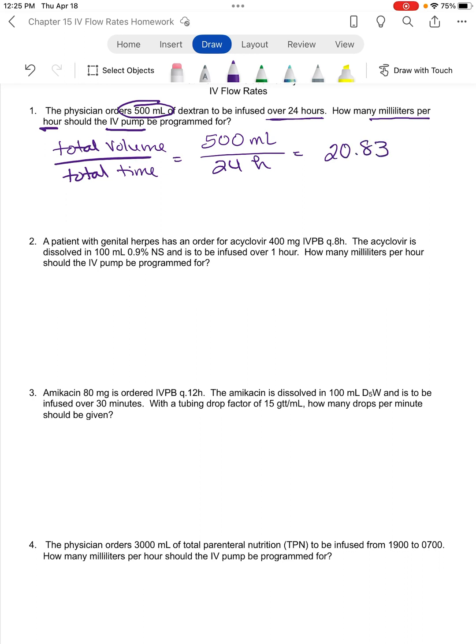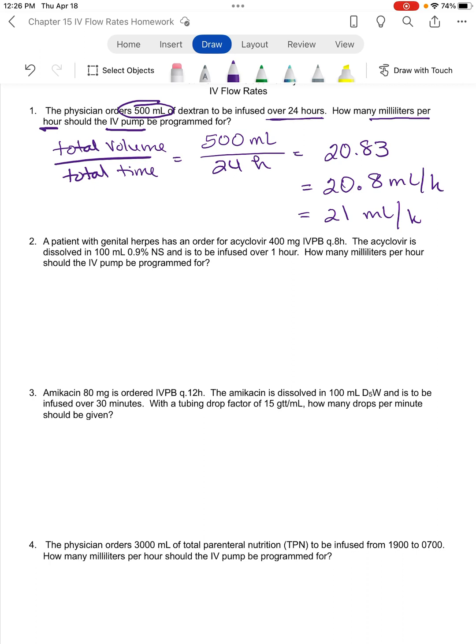Sometimes you can round it to the nearest tenth. Sometimes it needs to be rounded to the whole. Today we're just going to round it to the nearest tenth. So that's 20.8 milliliters per hour. If you need to round it to the nearest whole, it would be 21 milliliters per hour because the 8 makes the 0 go up 1, depending on what you're asked for in class or in the question.